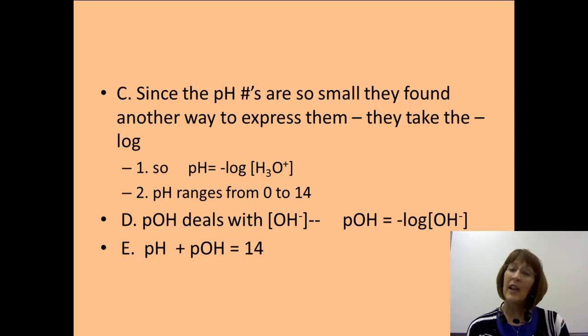Now, if you look at capital letter E, the pH plus the pOH is going to equal 14. Remember, the pH system goes from 0 to 14. Water's at 7 because it's got just as many hydroxide ions as it has hydronium ions or hydrogen ions.